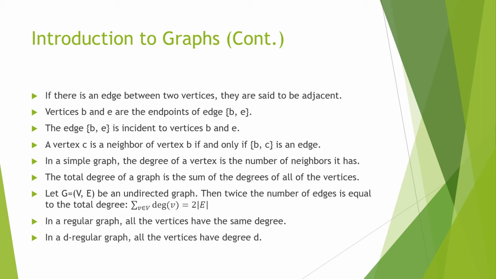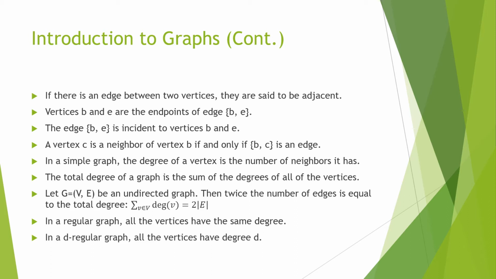If you have an undirected graph like G with vertex set V and edge set E, then twice the number of edges is equal to the total degree, which means that if you add all the degrees of all the vertices in the graph, the summation would be equal to twice the number of edges, twice the cardinality of the edge set E. This is a famous theorem that can be proven, but we don't prove it in this course.